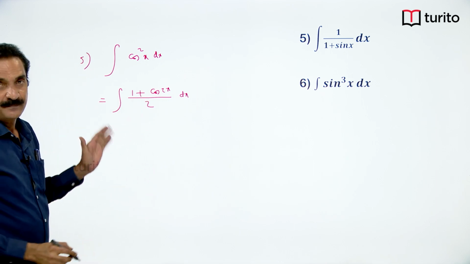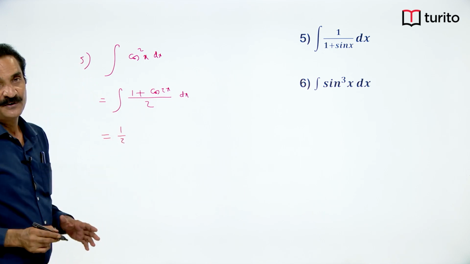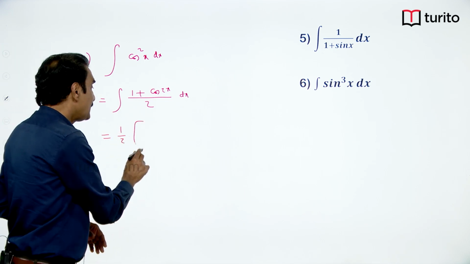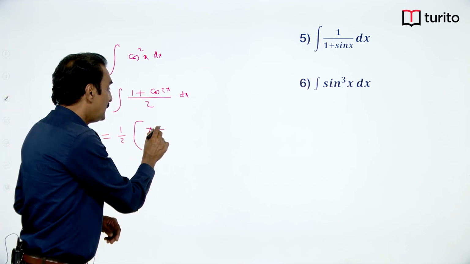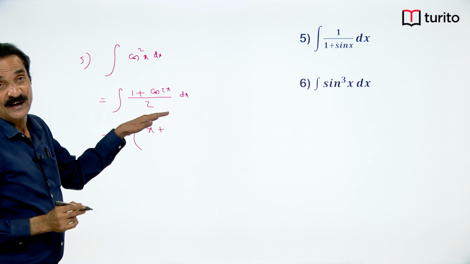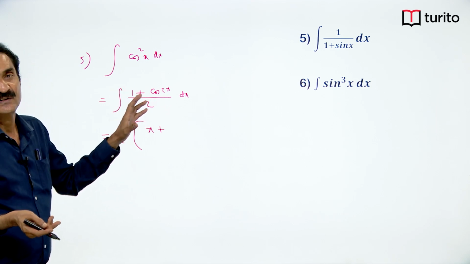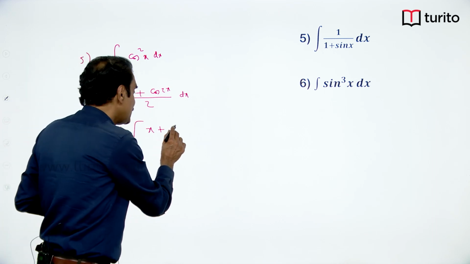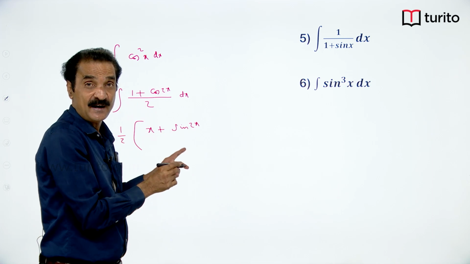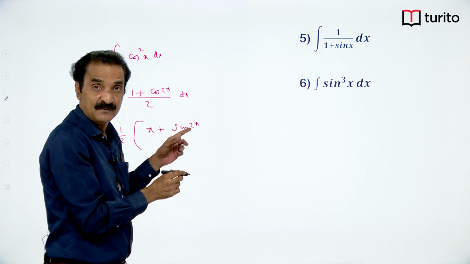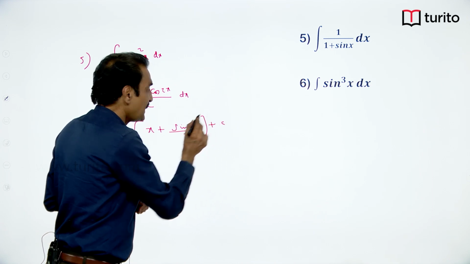Take half outside, half into integral of 1 is x, and integral of cos 2x, assuming that 2x is x, integral of cos x is sin x, no? So, integral of cos 2x is sin 2x, then we have to divide by inner derivative, derivative of 2x is 2. So, divided by 2 plus c.